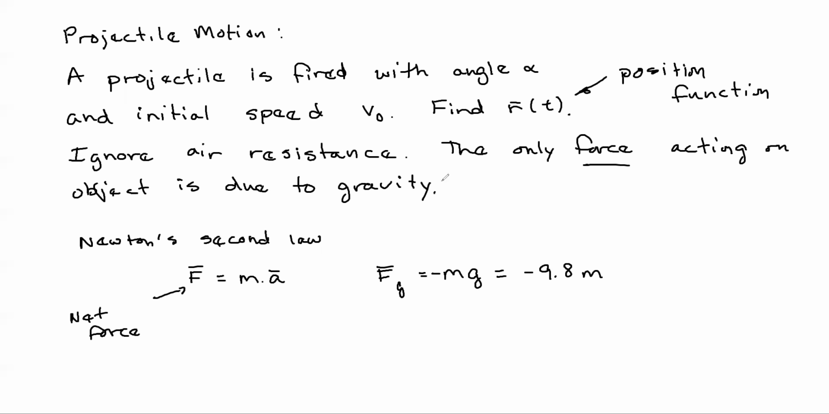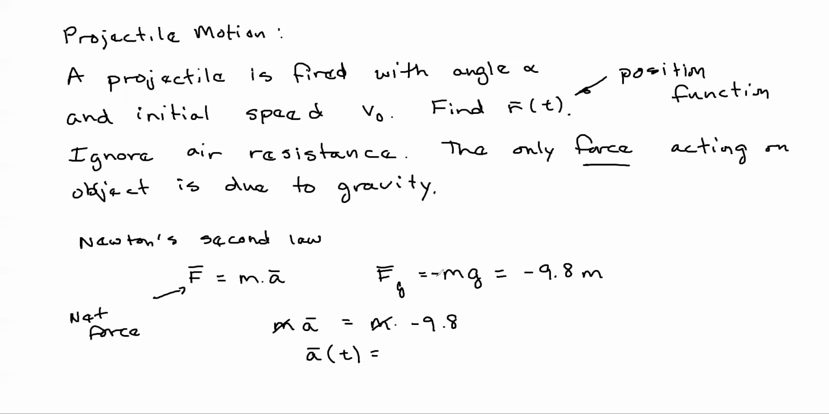If we don't have air resistance and no other forces, then the net force acting on an object is mass times acceleration, and the gravitational force acting on the object is negative 9.8 times the mass. Then you can just set those two equal. So we get mass times acceleration equals mass times negative 9.8, and then the masses cancel, and we have the acceleration at any time.